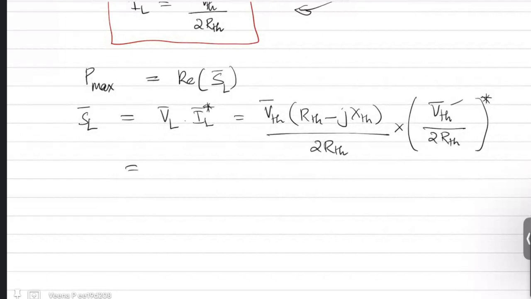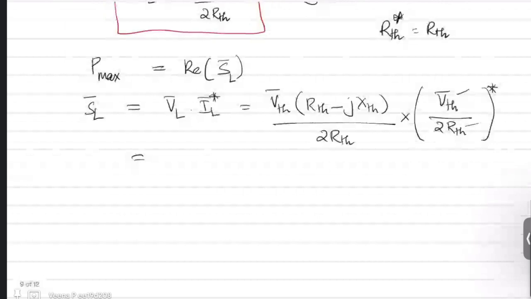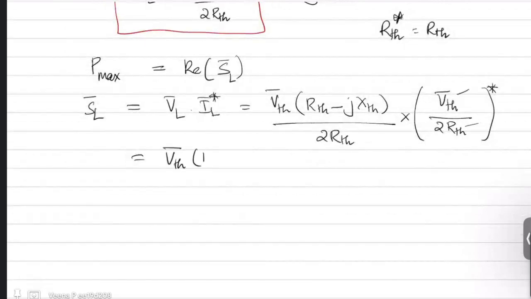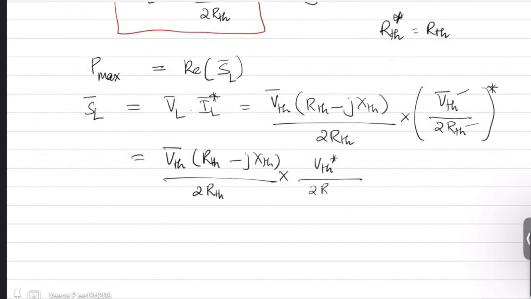Now in this expression, only V Thevenin is a phasor, R Thevenin is a scalar quantity. So when you take the conjugate inside, it applies only to V Thevenin, because R Thevenin, since it is a real number or a scalar quantity, its conjugate is the same as its own value. So now you can rewrite V Thevenin (R Thevenin minus jX Thevenin) times 2 times R Thevenin multiplied by V Thevenin conjugate divided by 2 R Thevenin.